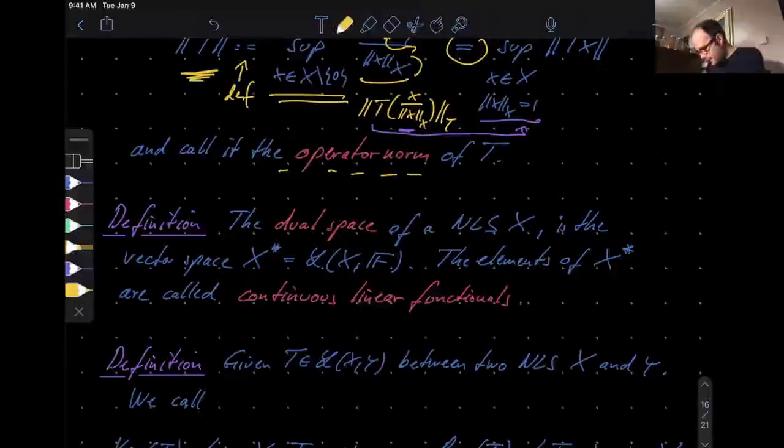The dual space of a normed linear space X is simply all bounded linear transformations from X to the scalar field. That's it. Because the scalar field itself is a vector space. It's a normed linear space because our scalar field is either the real numbers or the complex numbers. So the absolute value in case of the real number field or the complex modulus in case of the complex numbers serves as a norm. Okay, so this scalar field is a normed linear space.